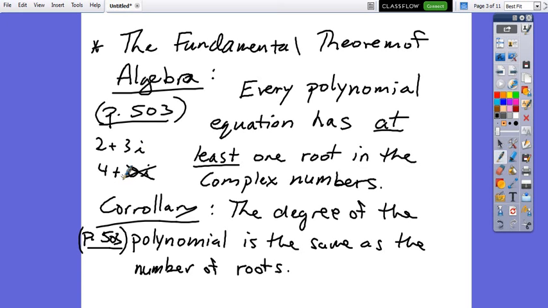3 roots. If our degree is 15, how many roots are there? 15. Now, some of those are going to be real, some of them are going to be imaginary, but they're all part of the complex number system. If it's real, it's in the complex number system. If it's imaginary, it's in the complex number system. All right? So, it's just the way that works.